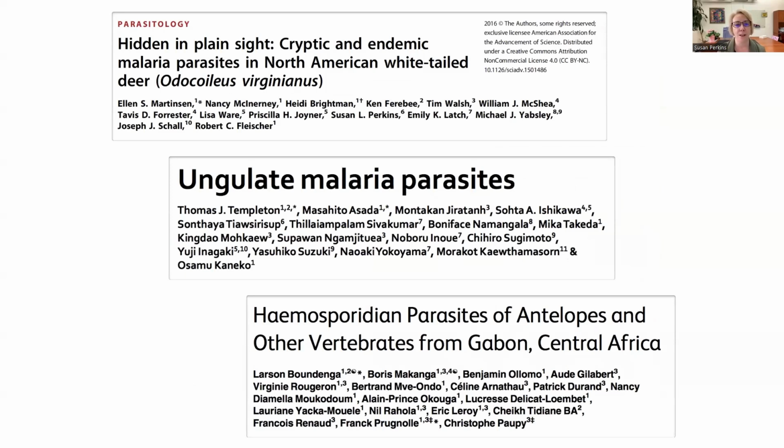It has unusually low parasitemia. We ended up publishing this paper, and then 2 others piggybacked off of that. So Tom Templeton, who is here in New York, at the time had some samples from African goats, as well as water buffalo in Southeast Asia, reporting, again, newly discovered or rediscovered lineages of ungulate malaria. And then Larsen Boundenga and some of his colleagues working in Gabon, sampling wild ungulates from antelope and others, again, found similar parasites. And I should say, I don't have a tree for this, but they are all in the same clade. So they're part of what I would say would be the same genus.